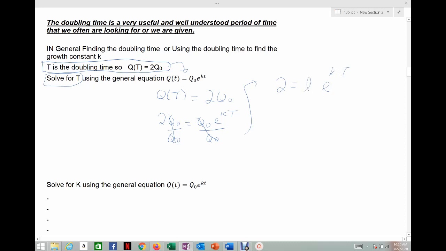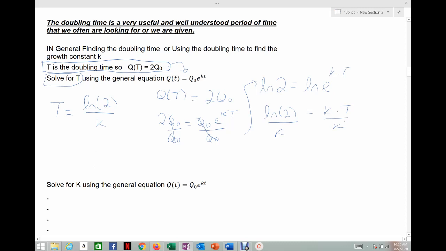Well, I get rid of e by taking the natural log of both sides. And so I get the natural log of 2 on this side equals our growth constant times our doubling time. And then to solve for the doubling time, we divide by our growth constant. And so doubling time is always the natural log of 2 divided by our growth constant.